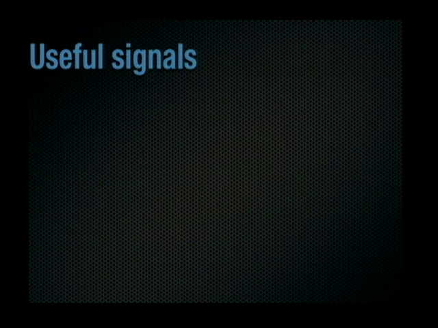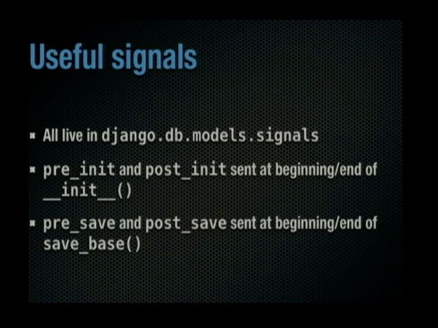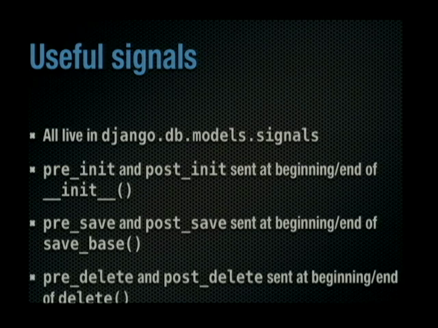If you want to mess with init, listen for the signals. The full list of lifecycle signals are in django.db.models.signals. Pre-init and post-init are sent at the beginning and end of constructing a model instance. Pre-save and post-save are sent at the beginning and end of save base. Pre-delete and post-delete are sent at the beginning and end of the delete method.